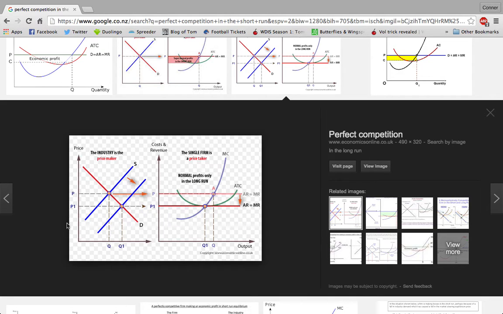Problem about that is that if it drops our price, then, well, let's say our price went to about here. Should be about equivalent. So let's say our price is here. That's our average revenue equals marginal revenue. Problem is, our average total cost is still up here. Now we're producing at a deficit. We're losing money on everything.